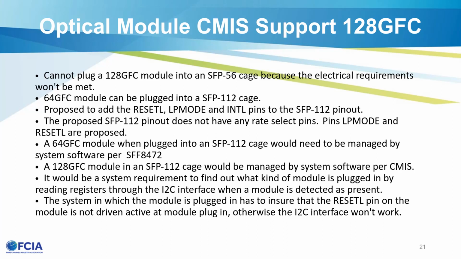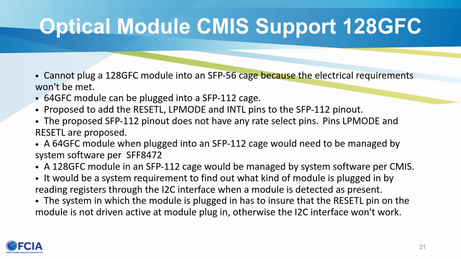And I think one of the things that's a little different because of the CMIS support, when you go forward, we always have backward compatibility, which you'd expect. So a 128 GFC cage, you can plug a 64 or 32 module in. What's a little different this time is a 128 GFC module, you're not going to be able to plug into a 64 or 32 cage. Not sure why you would want to, but that is something that has changed a little bit.